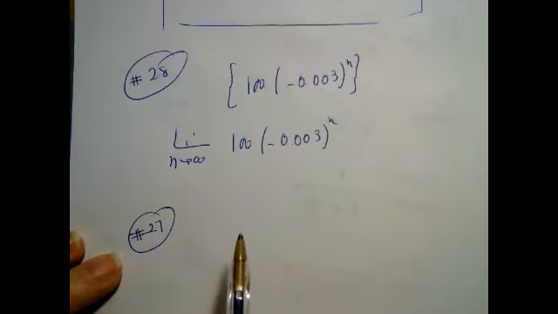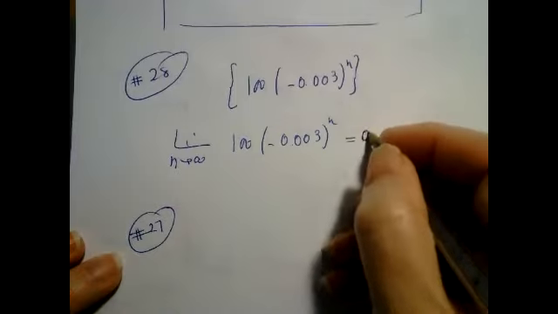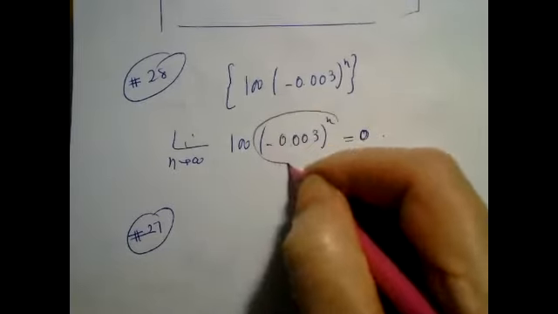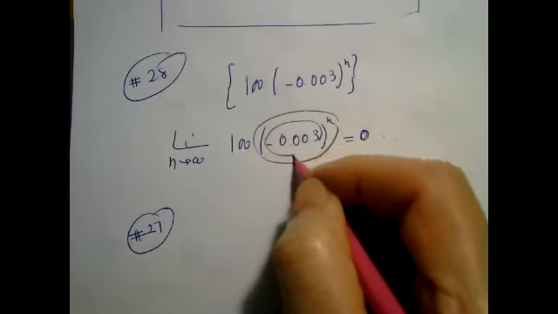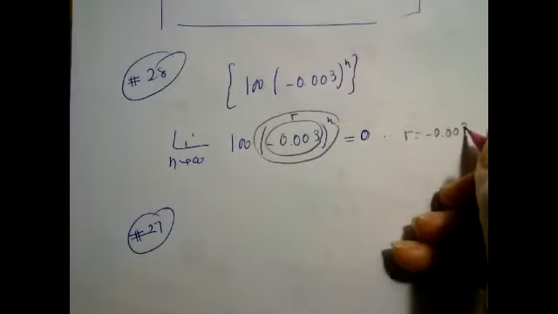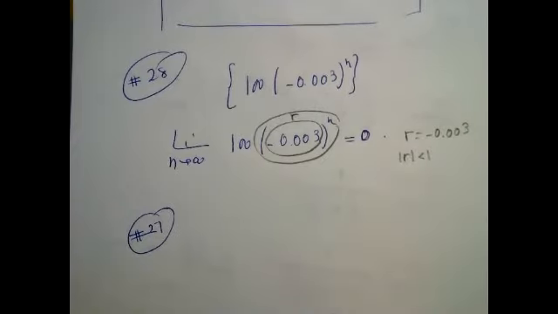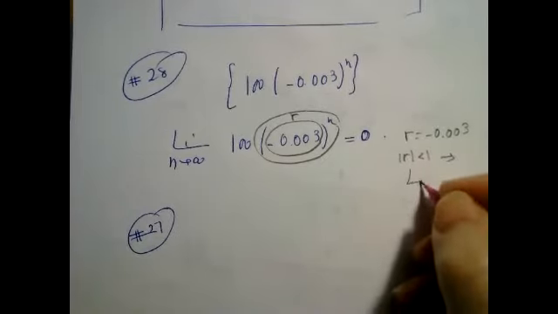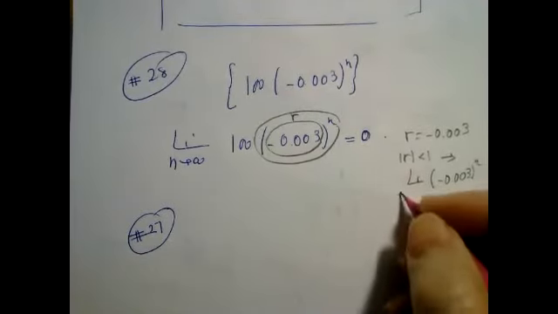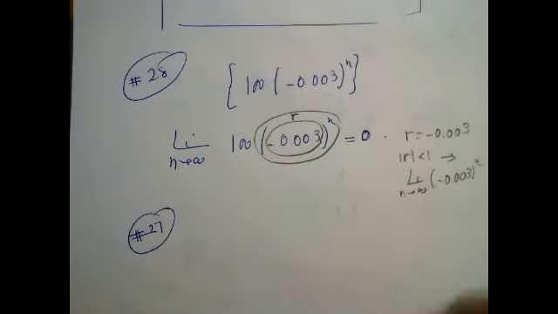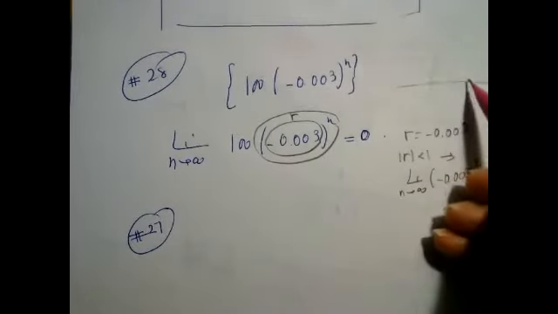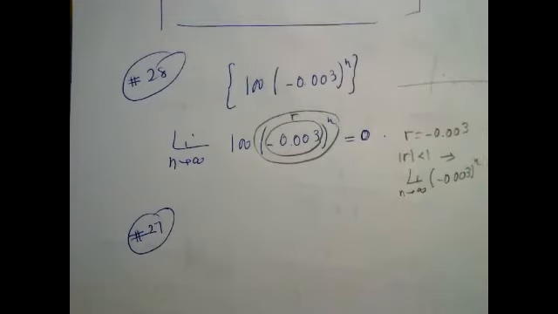Okay, anybody? 0, because, immediately 0, because this is r to the n, where this is your r here. So here the r is minus 0.03. In absolute value, the r is less than 1. It means the limit of minus 0.03 to the power n is going to be equal to 0. Because I have a minus, the number is going to be positive, negative, but it's heading toward 0.